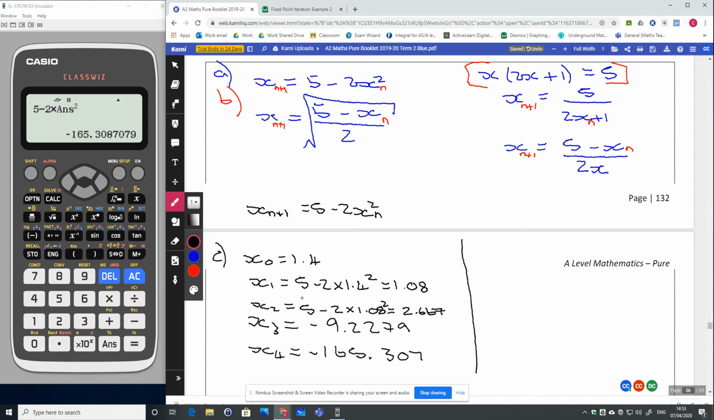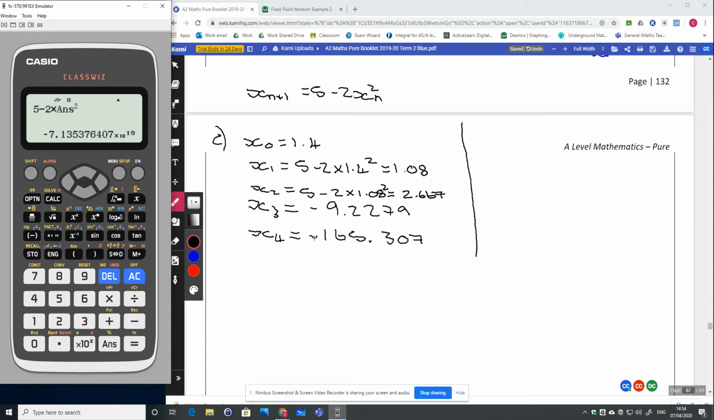But you can see that this is not working. And if we keep pressing equals, we get minus 7.1 times 10 to the 19. So this is diverging. So that means that it's heading away from the point that we are looking for. So we've got something that is diverging.